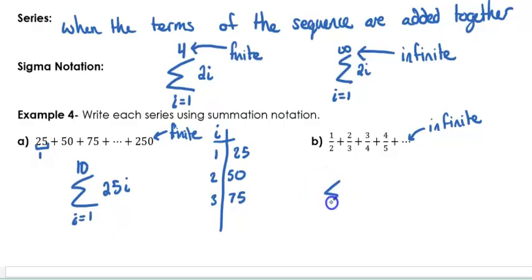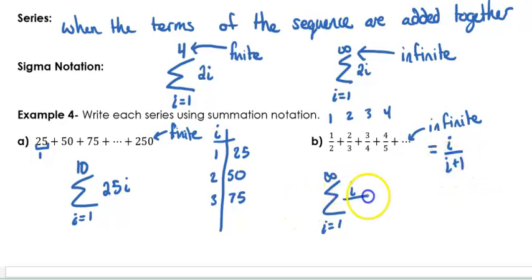This one is going on forever, so I can start with 1, but put infinity up here. But now you've got to find your rules. So we've got to figure out what's happening. If you think about this as term 1, term 2, term 3, term 4, you see those numbers match on the top. So the top is just i. The bottom numbers, 2, 3, 4, 5, they're 1 up. So the bottom is i plus 1. So we want to say we're adding up from 1 to infinity, i over i plus 1.